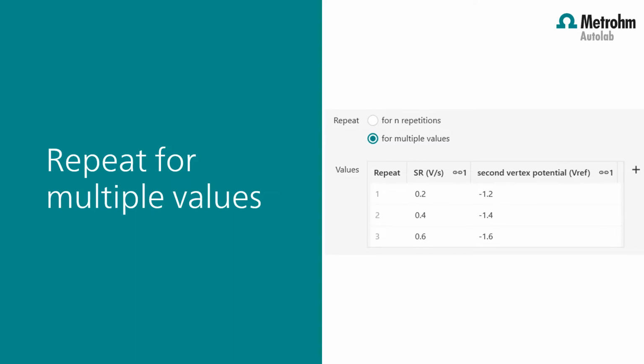The repeat for multiple value command is used to repeat one or several commands with variable parameters for each iteration. The table displays the different repeats in rows and the values of one or multiple parameters in columns for each repeat. In this video, I'm going to show the repeat for multiple values feature, which automatically increases the scan rate in the cyclic voltammetry command, and at the same time changes the second vertex potential as shown in the table in this slide.